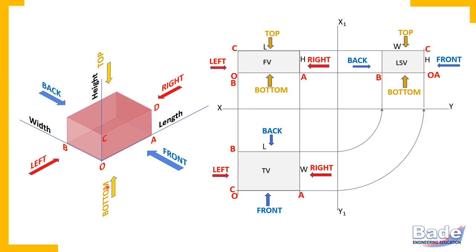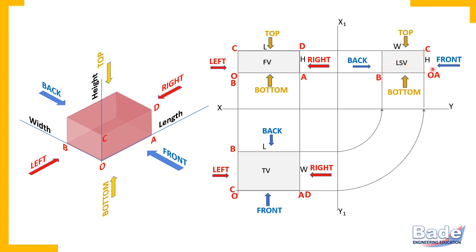Now point D. Point D is on the right side and at top. So point D is on the right side and at front. In the top view, here it is point D. A and D coincide, or you may say edge AD appears as a point in the top view. Point D is on the right side, but that is insignificant in side view.